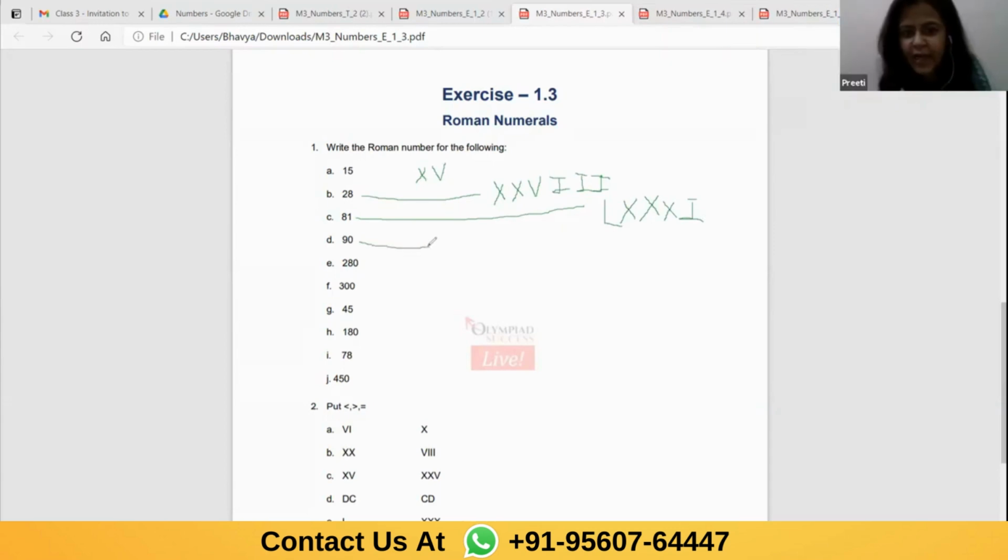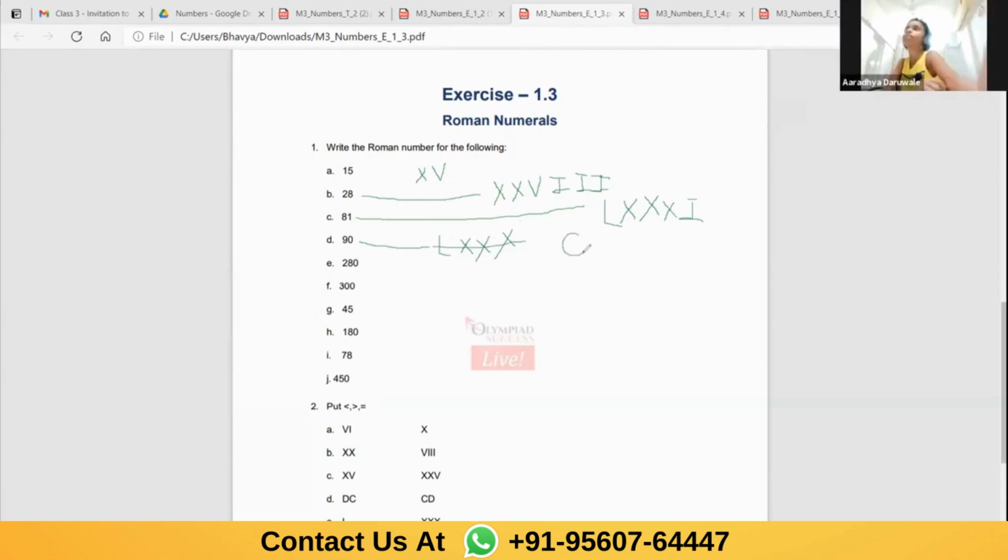Okay. Kian, tell me for 90. Quick. L, X, X. That became 80, no? No, I said 4X. You cannot use 4X. Wrong. Think of another way. What is the symbol for 100? C, and write X before it. This becomes 90. Good try. Very good.